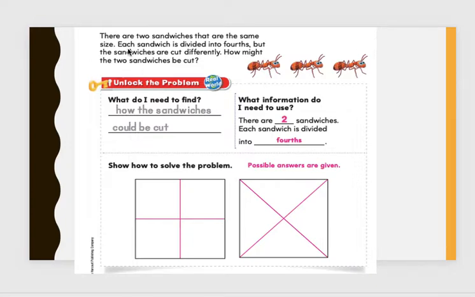So this says that there are two sandwiches that are the same size. Each sandwich is divided into fourths. So right away, I can underline that, and remember, fourths is 4. It says, but the sandwiches are cut differently. So how might the two sandwiches be cut? So the first step that I need to do is figure out how the sandwiches could be cut.